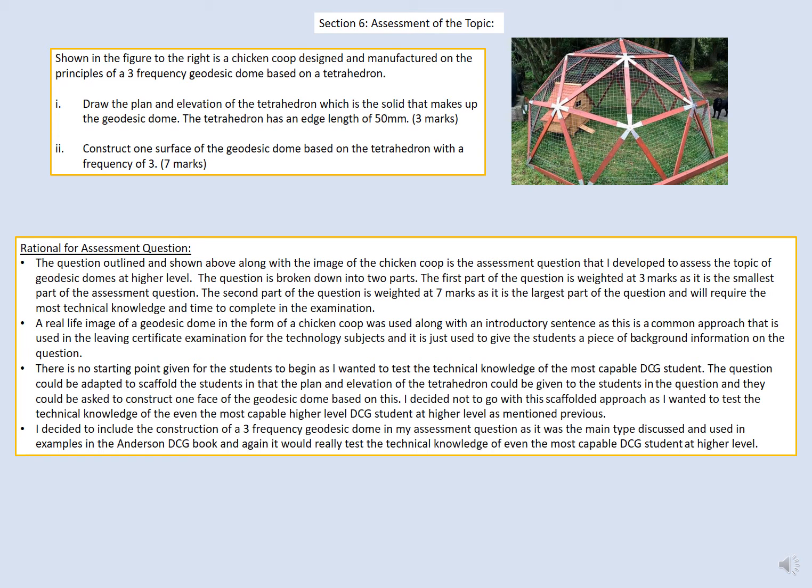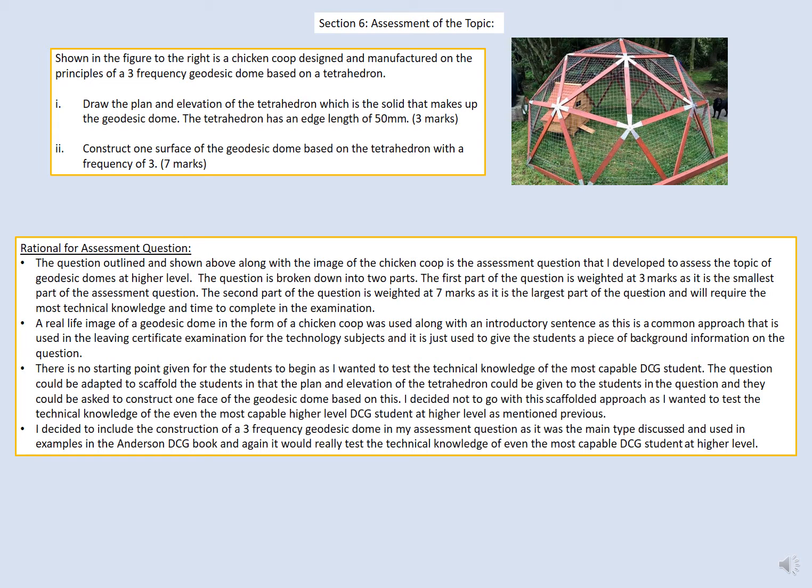Okay, so here is my assessment question on my topic, which is geodesic domes. The question shows text and an image. Shown in the figure to the right is a chicken coop designed and manufactured on the principles of a 3-frequency geodesic dome based on a tetrahedron. The question is broken down into 2 parts.